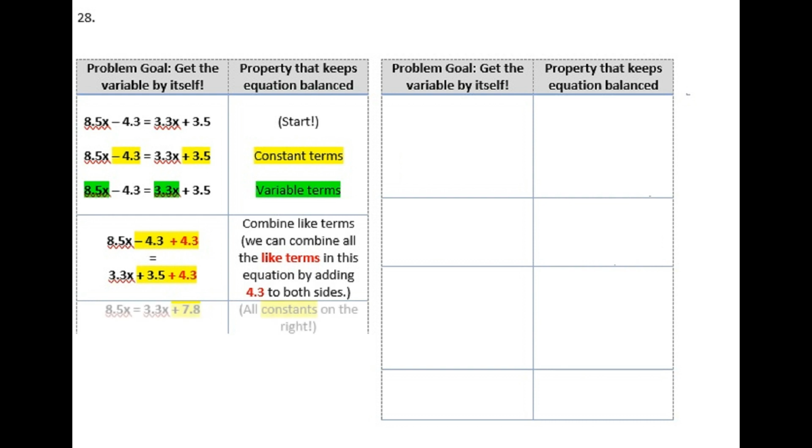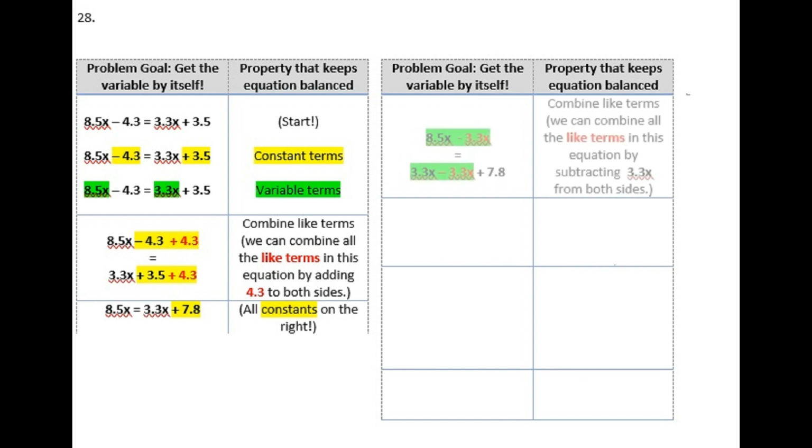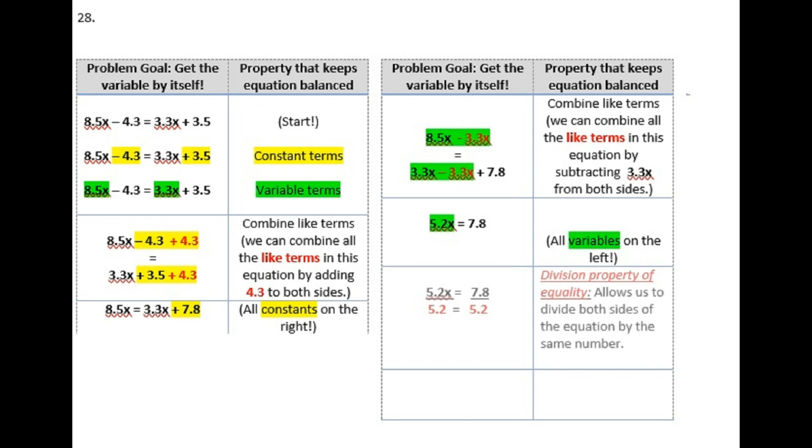So let's add 4.3 to both sides. That's going to cancel out our 4.3s on the left. We're going to add it to the right. 8.5x equals 3.3x plus 7.8. And over here, we are going to subtract 3.3x from both sides. That's what we're doing in our green. The 3.3s cancel out, and we end up with 5.2x equals 7.8. Divide by 5.2, x is 1.5.